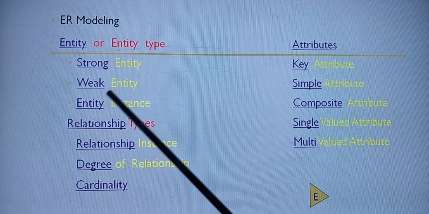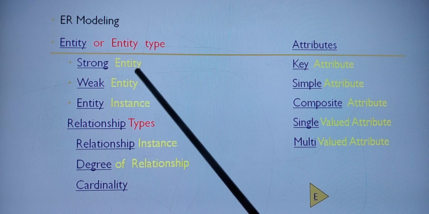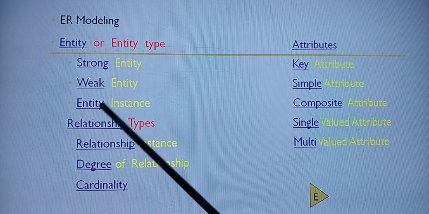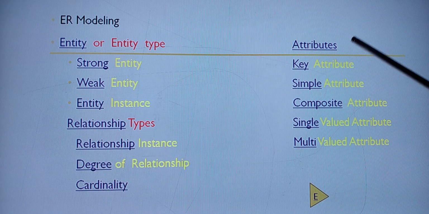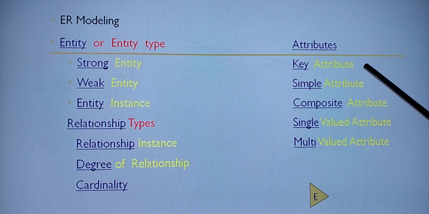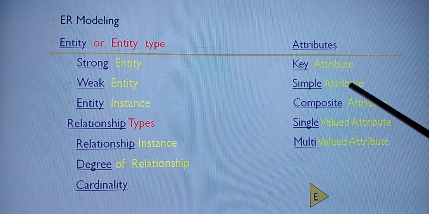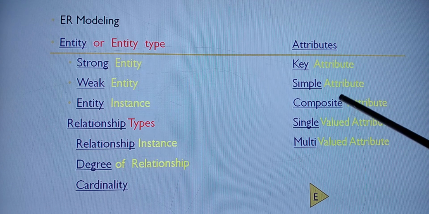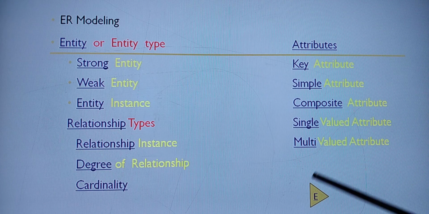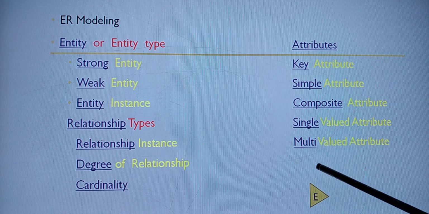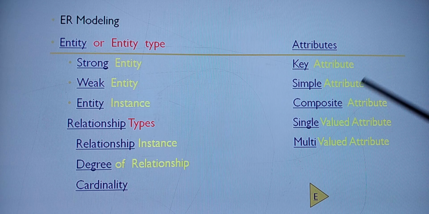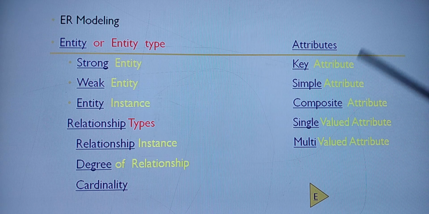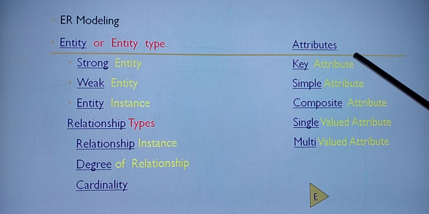So under entity you are having three types: strong, weak, and the next one is your entity instance. Under attributes you are going to have key attribute, simple attribute, composite attribute, and the next one is your single valued attribute, and the next one is your multi-valued attribute. So these are the five types of attributes that are available.